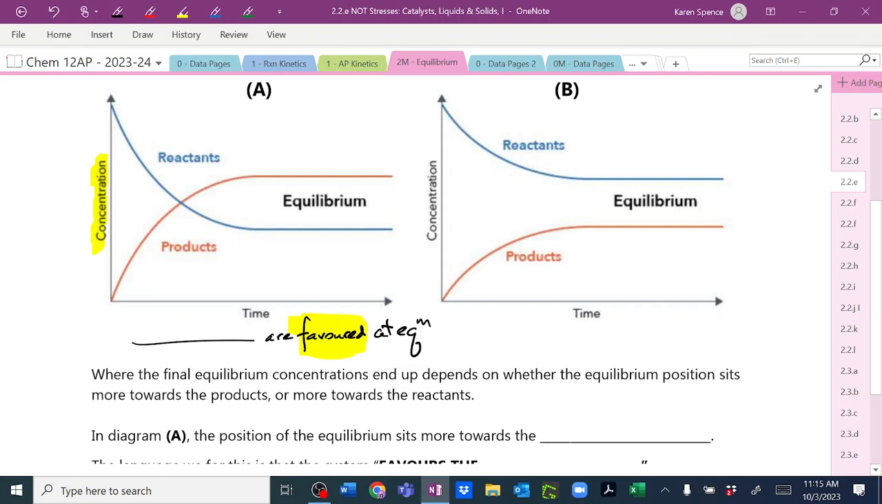So in situation A, what does it mean if a side is favored at equilibrium? There's more of it. Higher concentrations. So who is favored at equilibrium in diagram A? Products.